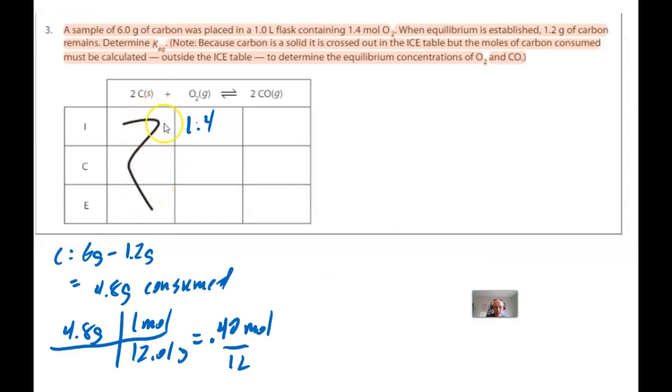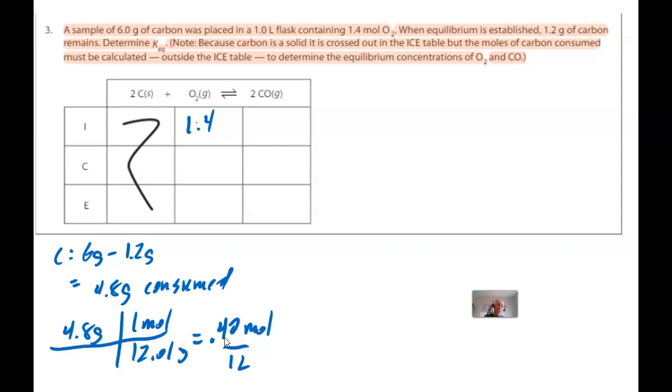Like the note says, even though carbon doesn't show up in the Keq expression, or we will provide values for it in this table, we are using the information about carbon to figure out the molarity by which O2 went down. If we started with 6 grams of carbon and it ended up at 1.2 grams, we know that 4.8 grams was consumed. We need to turn that mass into a molarity. So I divide the mass by the molar mass, and I get 0.40 moles of carbon consumed. Since this was happening in a 1 liter flask, then there's a decrease of a 0.4 molar.